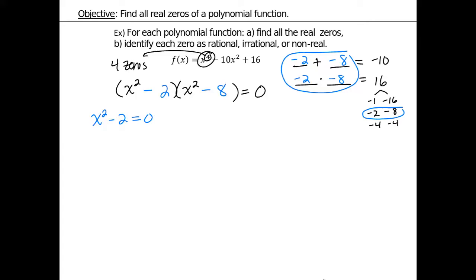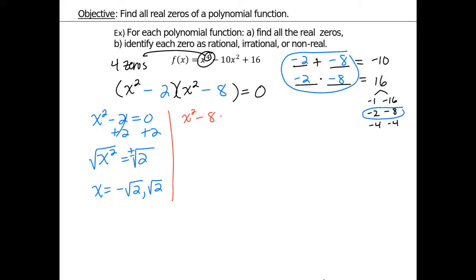Use algebra to solve for x, so add 2. And then take the square root of each side, and you got a plus and a minus. So x is equal to, again, negative root 2 and a positive root 2. Then do the same thing with the next piece. I got x squared minus 8 equals 0.